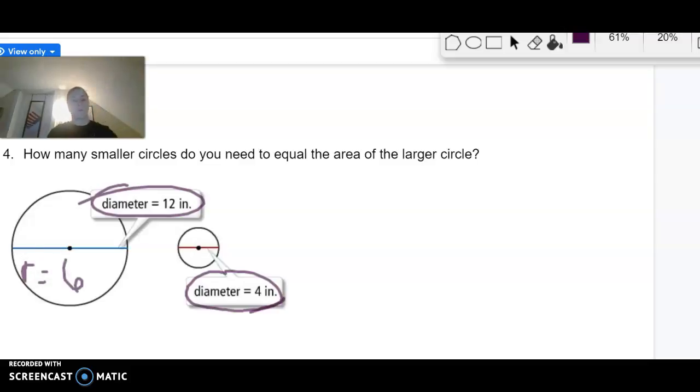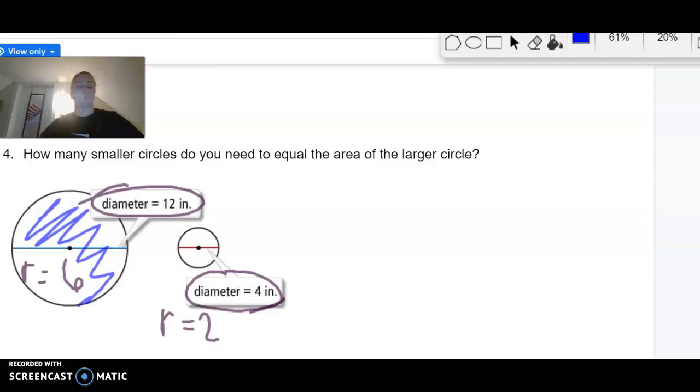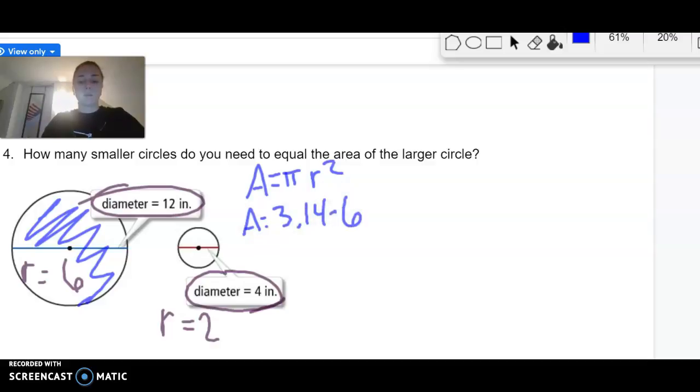So we know that when we go to find the area for our smaller circle, our diameter is 4. So if we divide that by 2, our radius, r, is going to be equal to 2. All right, so we found that. Now we can go and solve both areas. We're going to use blue for the area of the larger circle. So we know area equals pi times radius squared. Area equals 3.14 times 6 squared. We're going to continue to solve.